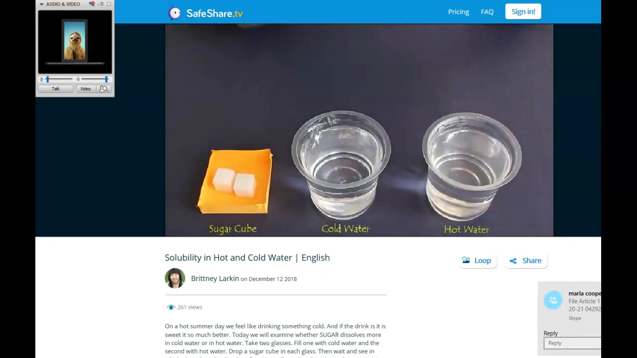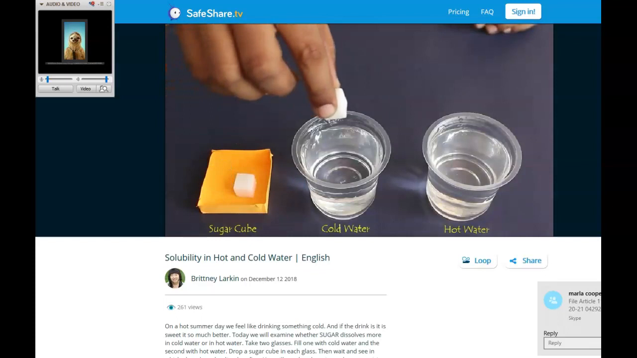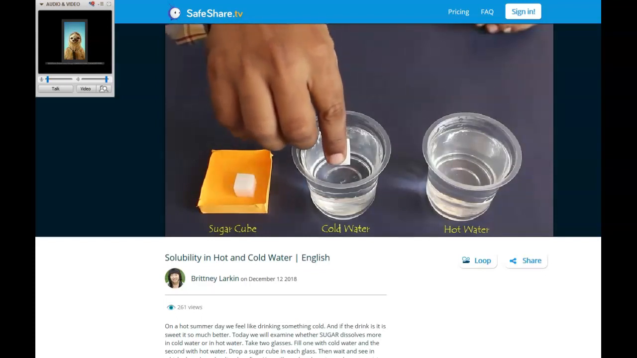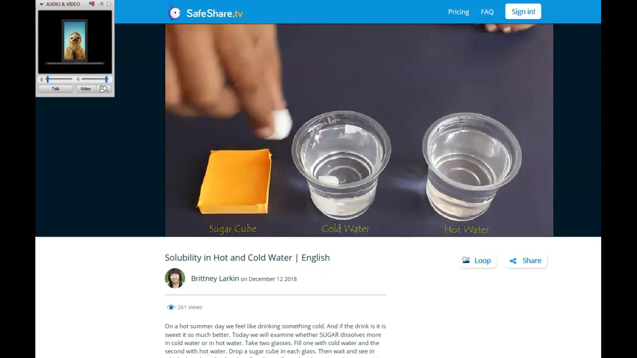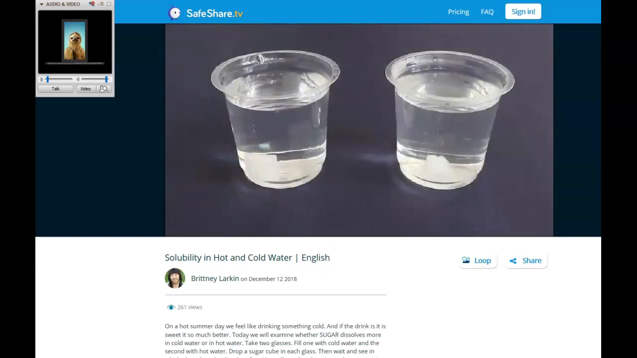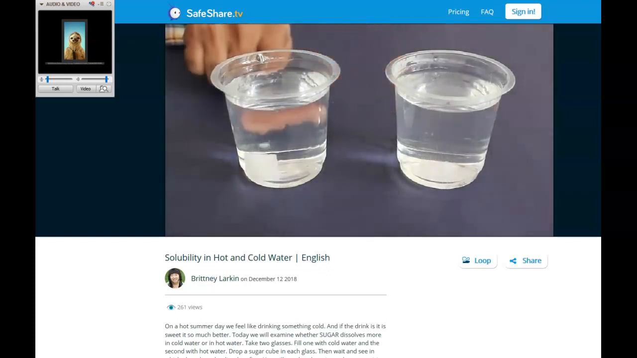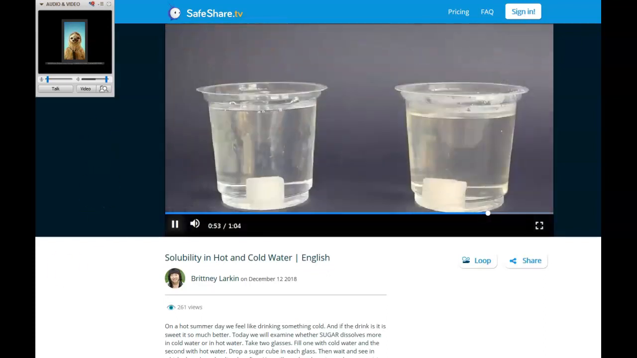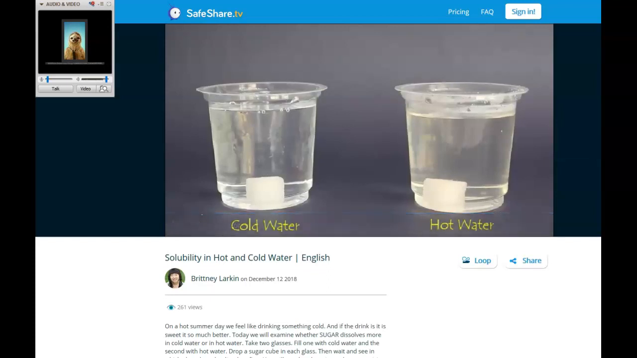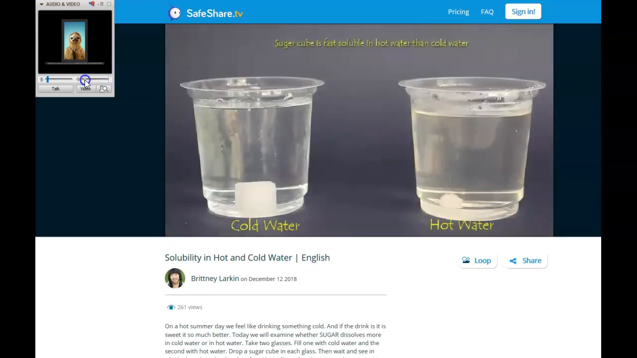The right glass has hot water and the left glass and the middle glass is cold water. Take a sugar cube and put a sugar cube each in both the glasses. Then wait and see in which glass the cube dissolves first. You will see that there is much more activity in the hot water as compared to cold water. The sugar cube will dissolve much more quickly in hot water. If you don't have sugar cubes, you can repeat this experiment with ordinary sugar.